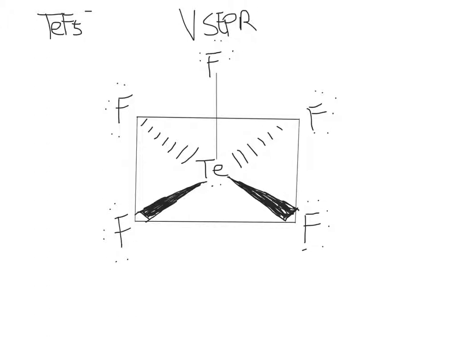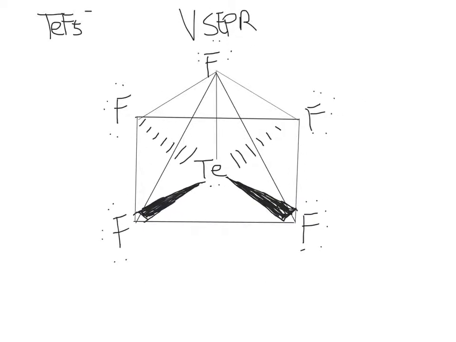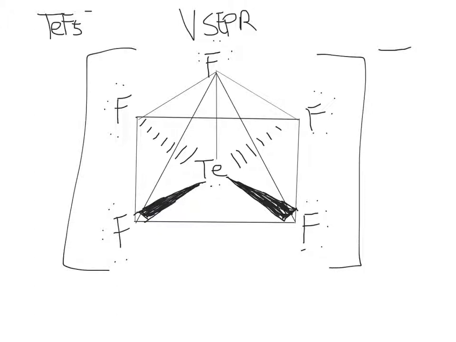Now I'm going to add some lines from that top fluoride atom to the rest of them just to better illustrate our shape of our molecule. Now with these lines we can better see the faces of our square pyramidal shape. Since this molecule is negatively charged, we are going to add the brackets to see that. And finally we're going to add our bond angle, and that's going to be less than 90 degrees. And this is our VSEPR diagram.